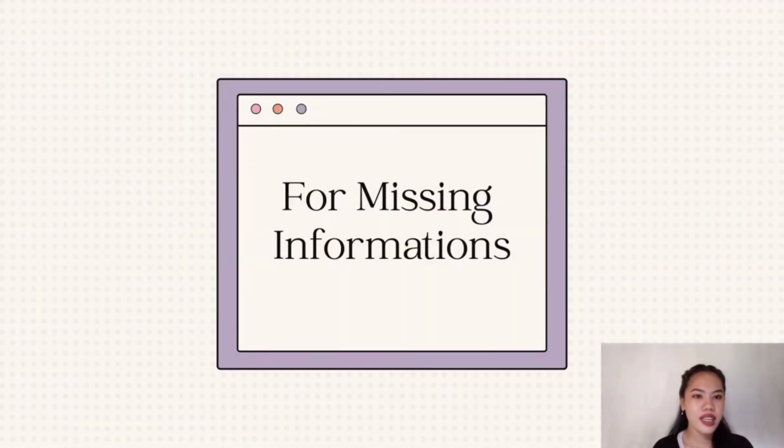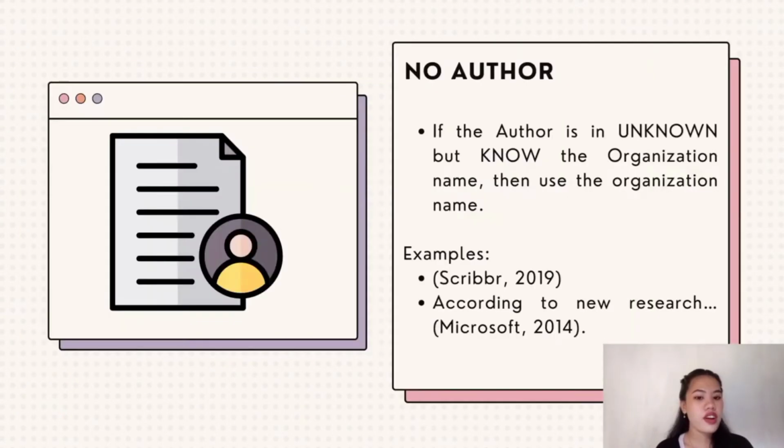Hi everyone, this is Maria Kela Malapad and I'll be discussing the missing information of the citations and the references. First is the no author. So if the author is unknown but you know the organization's name, then use the organization's name. So here, when a source does not list an individual author, it is often attributed to the organization's name. For example, we have here Scriber 2019, and then according to the new research, followed by an ellipsis, open and close parentheses, Microsoft, followed by a comma, and then the year of publication, which is 2014. So basically, these two are attributed to the organization's name rather than the author.